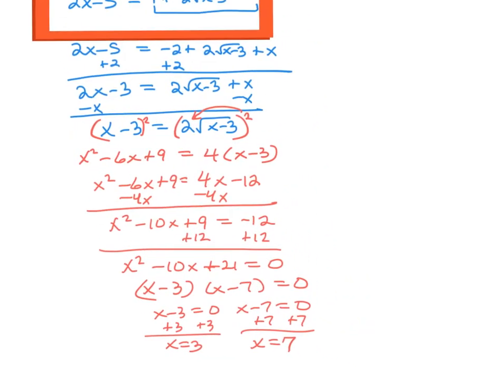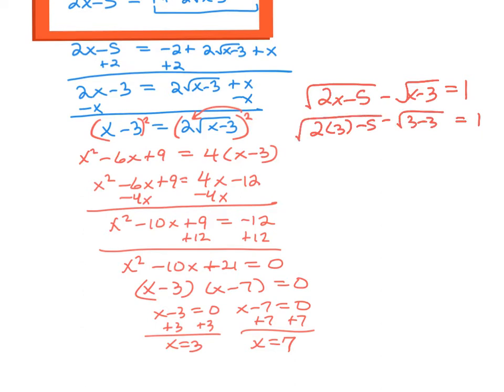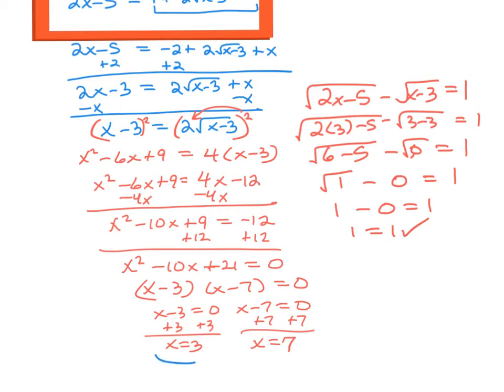So again, let me rewrite my original problem: the square root of 2x minus 5 minus the square root of x minus 3 equals 1. So plug in 3. So 2 times 3 minus 5, 3 minus 3. These are all under radicals. So 6 minus 5 is 1, and 3 minus 3 is 0. Square root of 1 is 1, 1 minus 0 is 1. That one checks. This is a good answer.